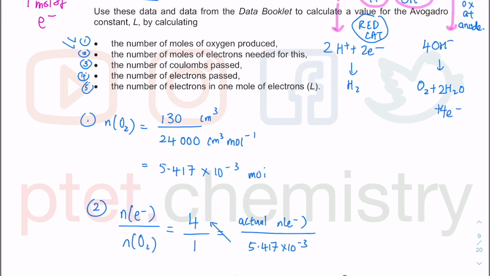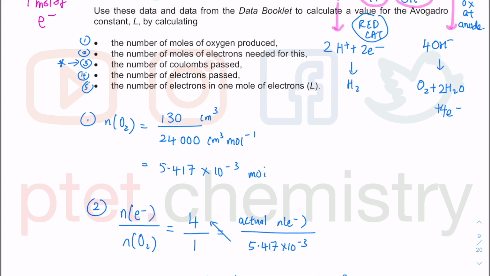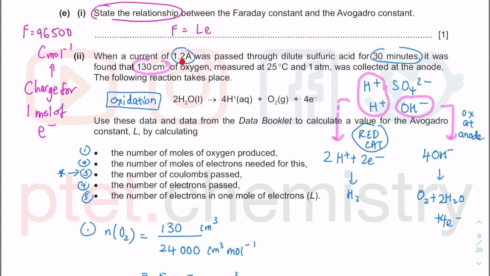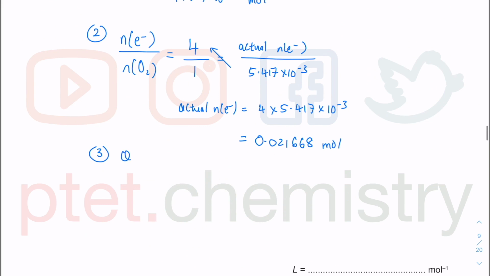So now I need to find the number of coulombs passed. This depends on the question. So you pass 1.2 amperes over 30 minutes. We know Q equals I times T, and the T has to be in seconds. So Q is equal to 1.2 amperes multiplied by 30 minutes, converted into seconds by multiplying by 60. So 1.2 times 30 times 60, I get 2160 coulombs. So this much mole of electrons is for 2160 coulombs altogether.